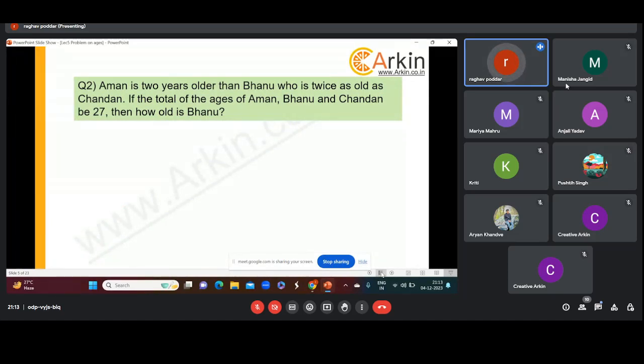Here is the next question for you all. Aman is 2 years older than Bhanu, who is twice as old as Chandan. If the total age of Aman, Bhanu, and Chandan is 27, how old is Bhanu?